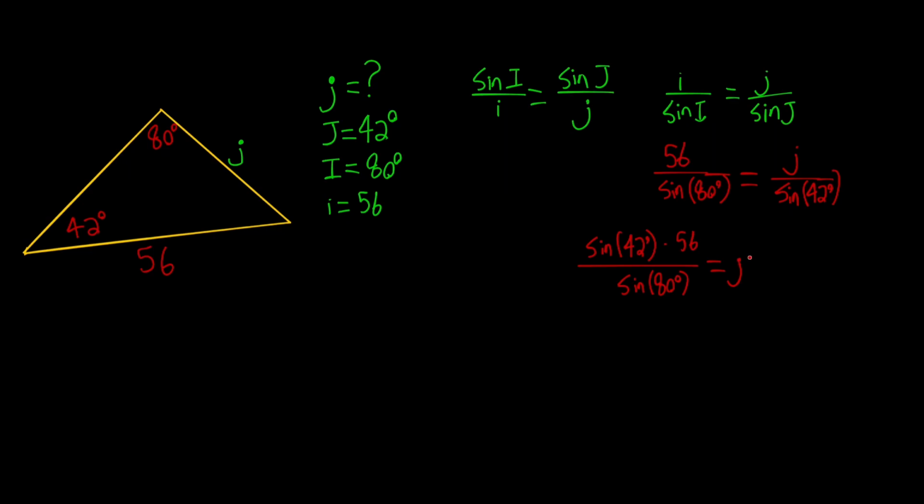At this point, you pretty much just plug the numbers into your calculator. Really, the only important thing I can say here is to make sure that you are in degree mode. If you're in what's called radian mode, you're going to get a very different answer. Here what I got was about 38 as the side J. So that was a basic application of sine law.